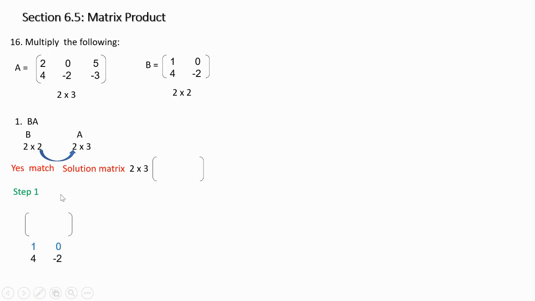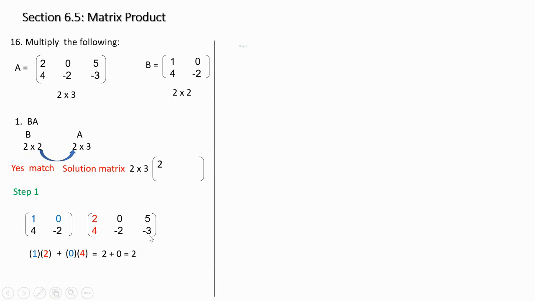Okay. Now here's how it's done. Step 1. So I put B, right? I put the first row in blue for a purpose, so it'll be more visual. And then I put matrix A second, but I put it in red because I'm going to multiply the first row, which is 1, 0, times every column. So 1 times 2, plus 0 times 4. So the answer will be 2 plus 0. The answer is 2, so 2 goes there.